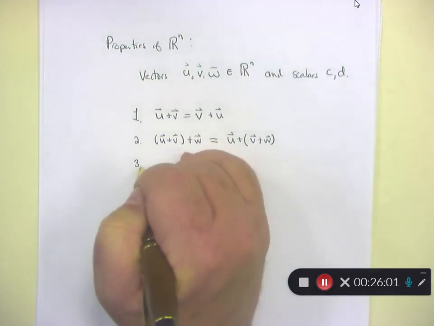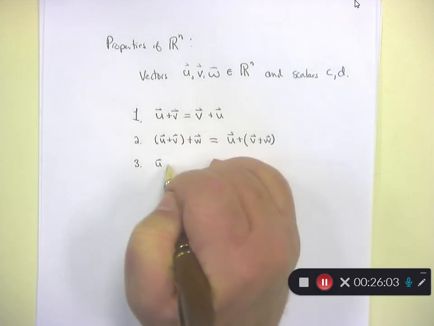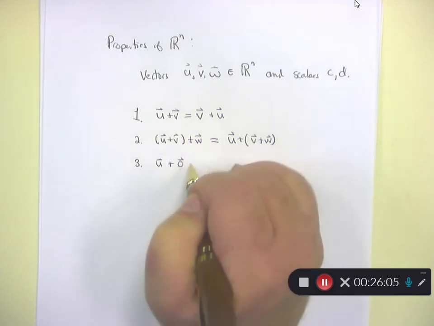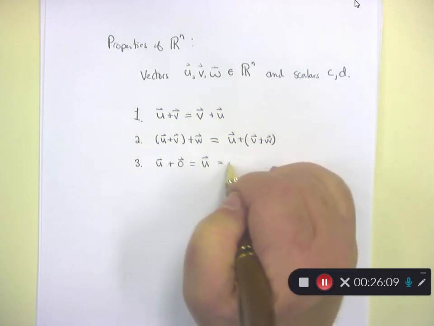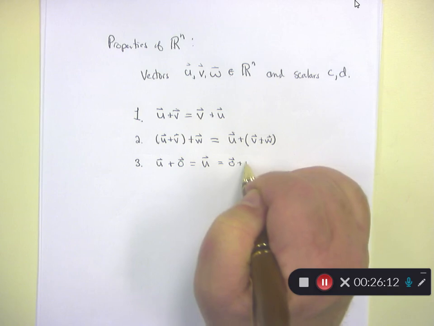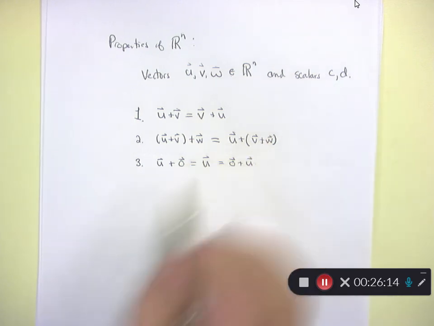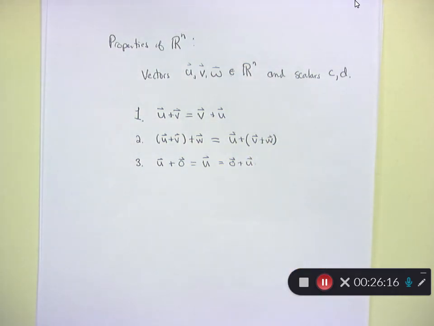Property number three deals with that zero vector. If I take vector U plus the zero vector, I'm going to get vector U back again, which would be the same thing as vector 0 plus the U vector. So it doesn't matter which one you add first. You add 0 to any vector, you pretty much get the vector back again.